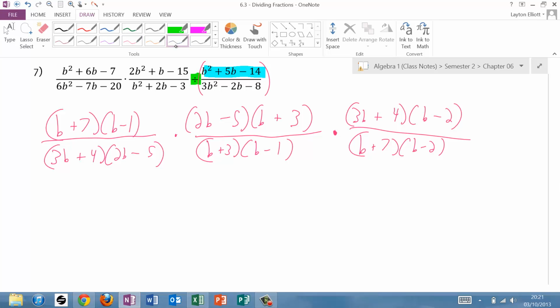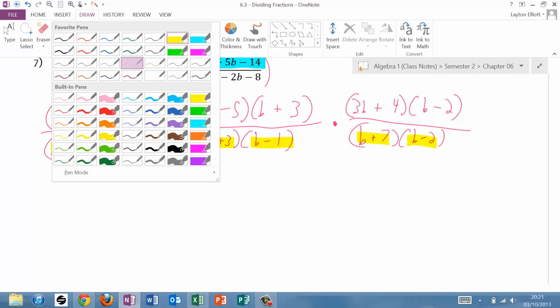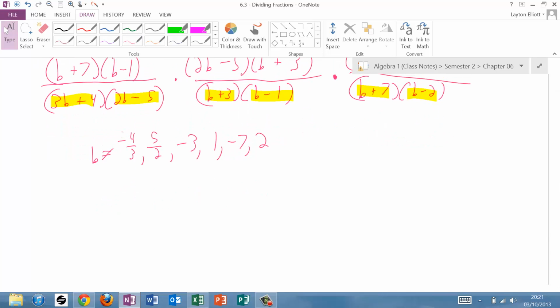So all of that factored, let's go back and state restrictions. If I look at the restrictions, I've got all these denominator values to worry about. And that's a lot of them. That means b cannot be equal to, if we read it from left to right, negative 4/3, positive 5/2, negative 3, positive 1, negative 7, and positive 2. All those b values can't be true. Again, that's reading left to right with all the different ones. I'll show you how they match up to where they come from.